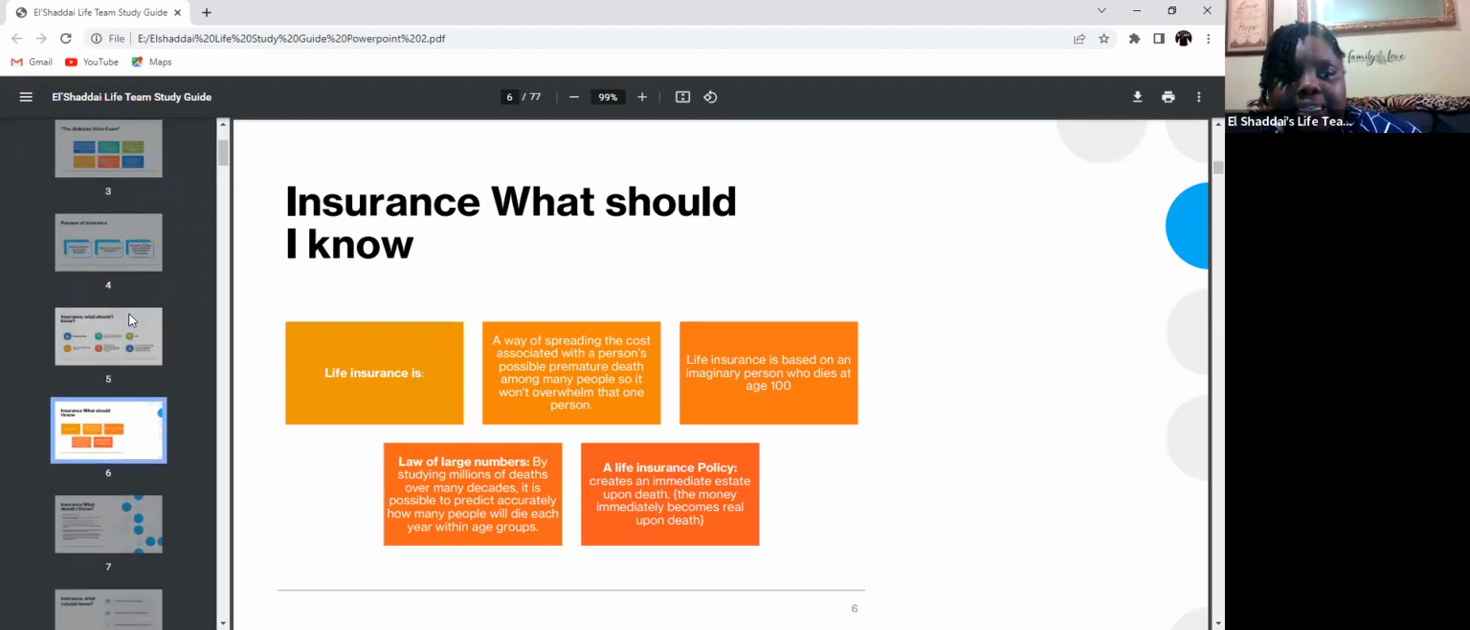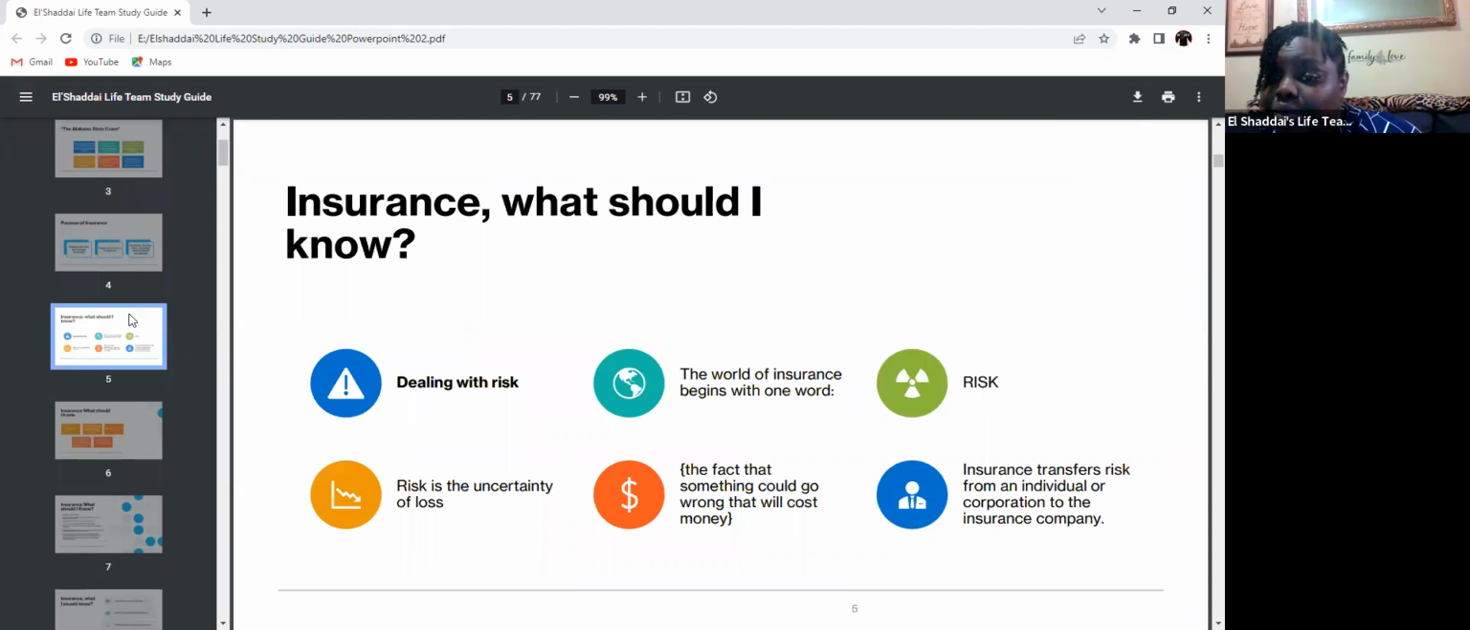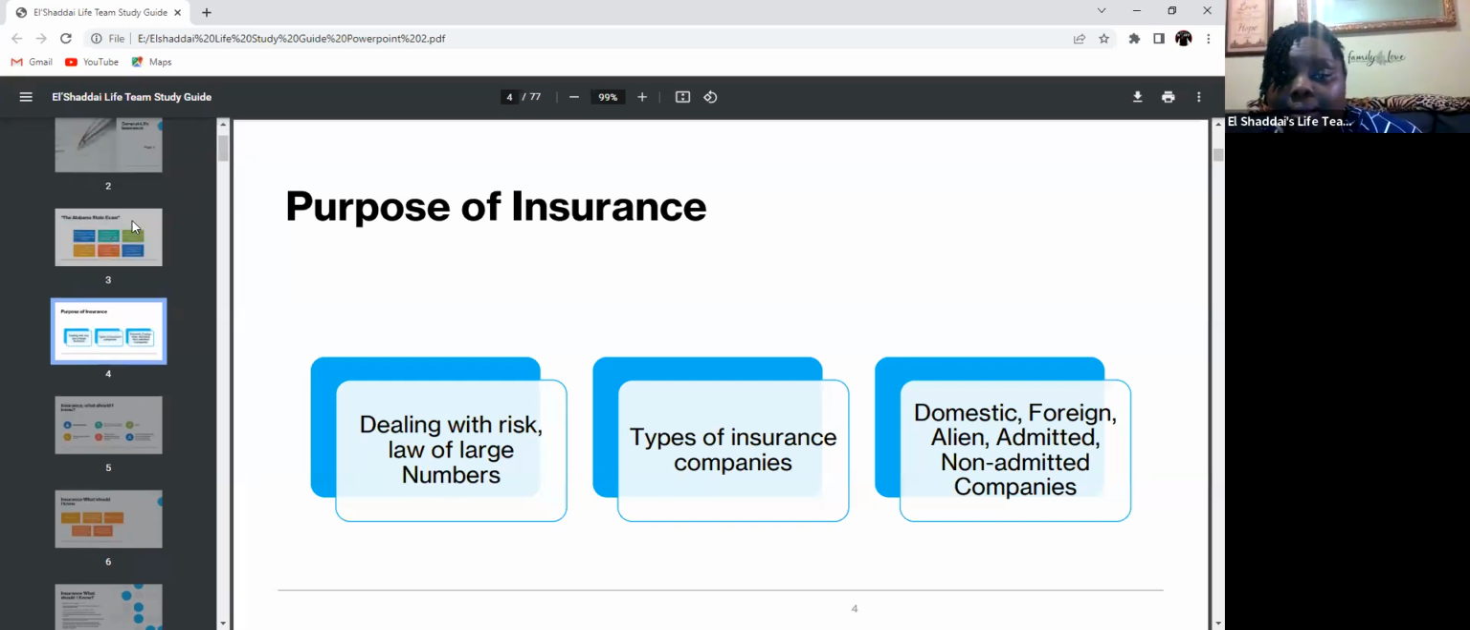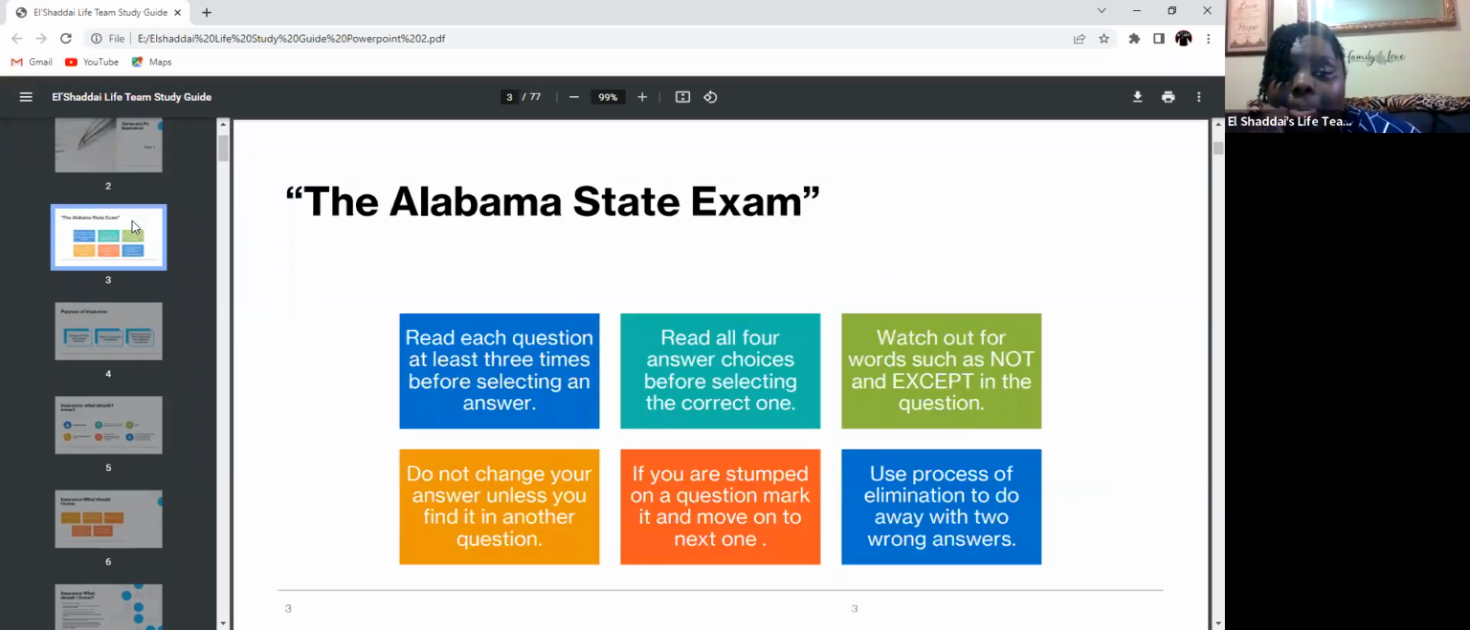Y'all are going to pass this test. Dealing with risk: the world of insurance deals with one word, and that word is risk. What is risk? The uncertainty of loss. The fact that something could go wrong at any time that's going to cost money. Insurance transfers the risk from one individual to a corporation, or an insurance company. Easy peasy. We talk about all of that.